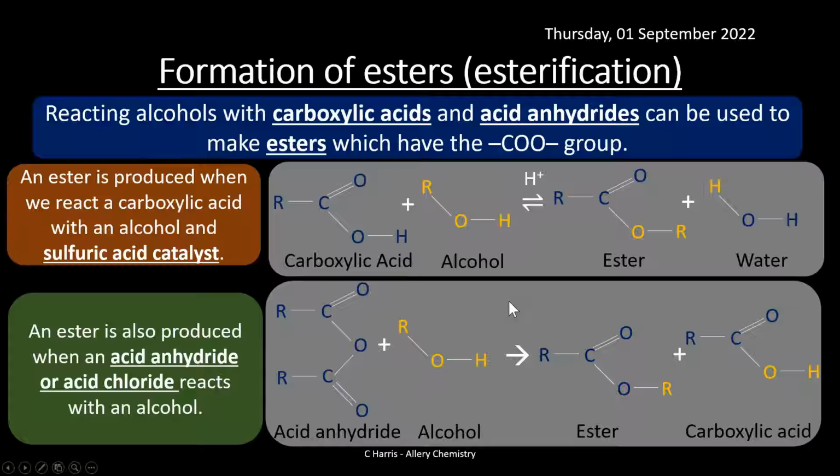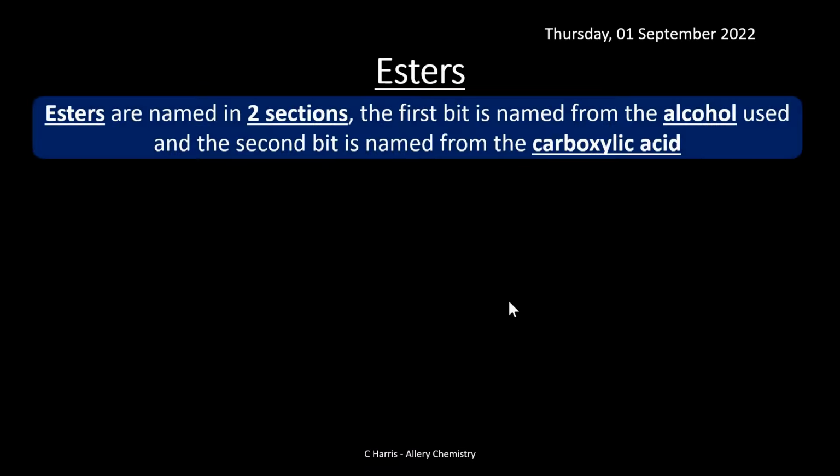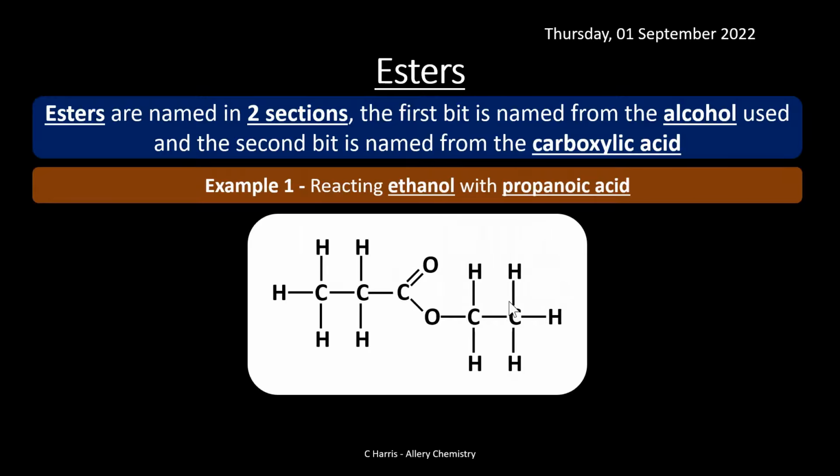Okay. So in terms of esters, we need to know how to name them, of course. Now, esters are actually named in 2 sections. So the first bit is named from the alcohol used, and the second bit is named from the carboxylic acid. So let's have a look for this example here. So this is where we use ethanol as an alcohol, and propanoic acid is the acid. And this is the ester that's actually been formed here. But it's actually made up of 2 different parts.